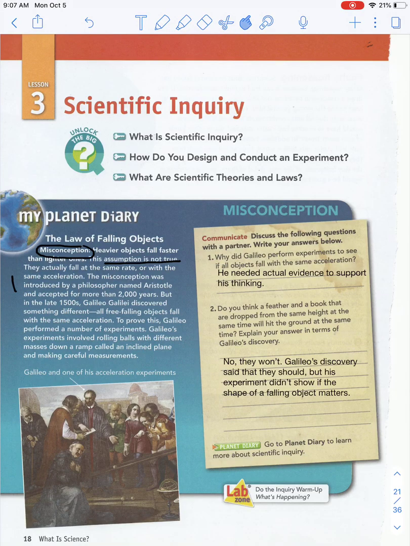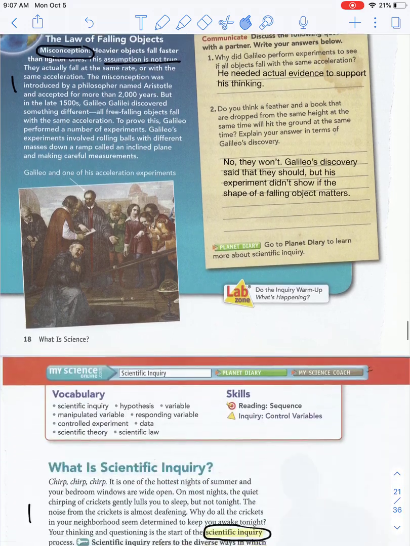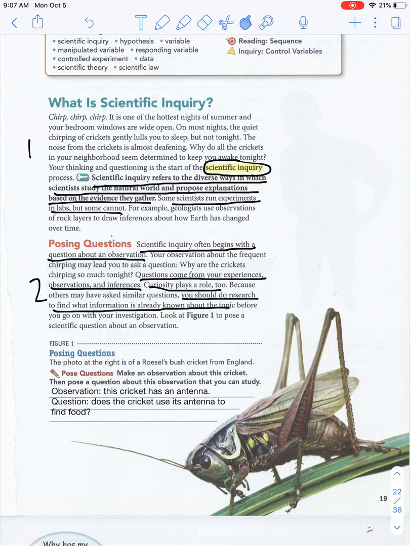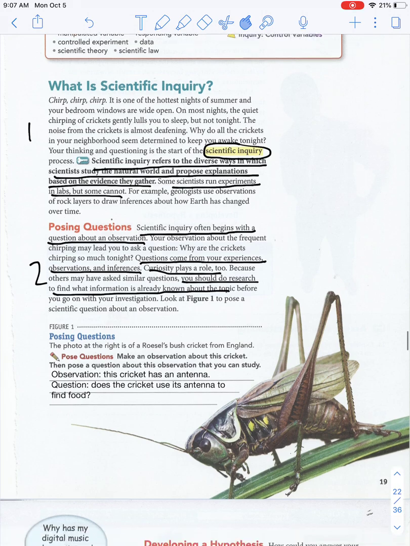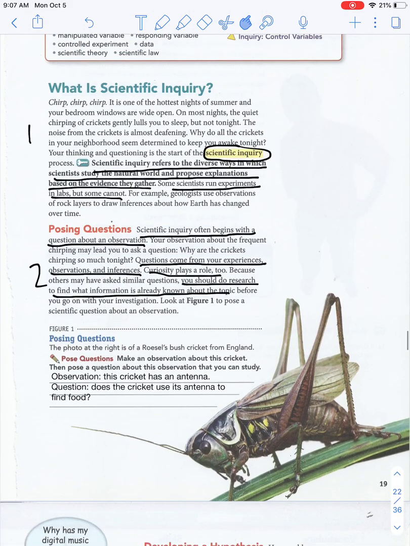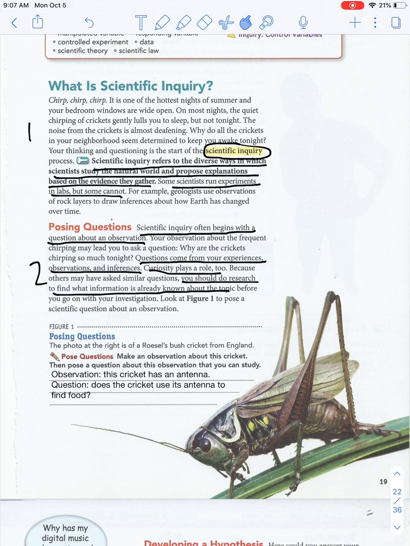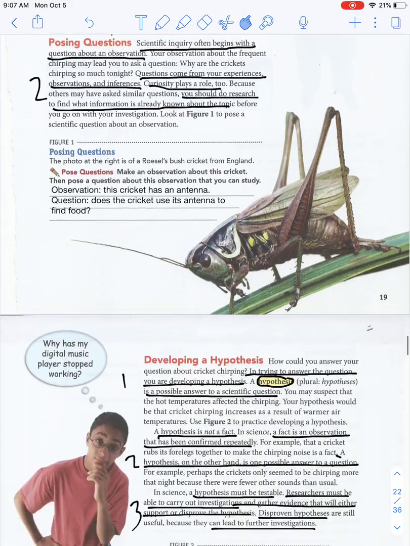Hi everyone! Last time we met, we started Lesson 3, Scientific Inquiry. So just a recap of what we learned about. We talked about what is scientific inquiry, and talked about scientific inquiry refers to the diverse way in which scientists study the natural world and propose explanations based on the evidence they gather. And we talked about how scientific inquiry often starts with posing a question. These questions can come from your experiences, observations, and inferences, or sometimes you're just curious.